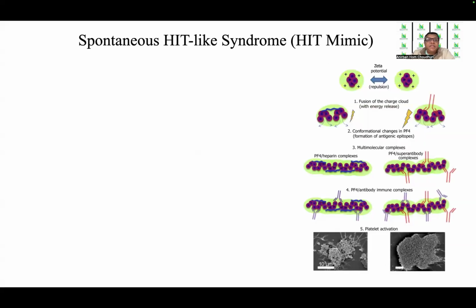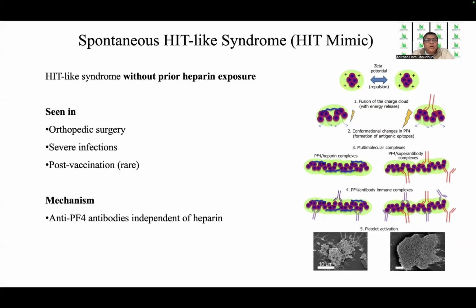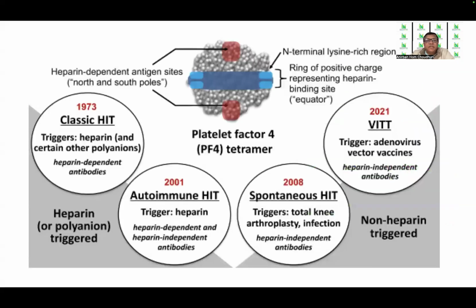Another is spontaneous HIT-like syndrome or HIT mimic, and that is possible without prior heparin exposure, which is seen in orthopedic surgery, severe infections, and rarely following vaccination. Some people consider it a separate category, others consider it a part of spontaneous HIT-like syndrome. The mechanism is anti-PF4 antibodies, which are independent of heparin, which causes this platelet activation.